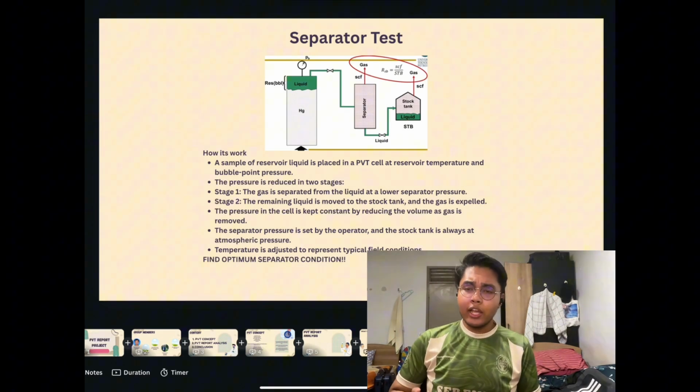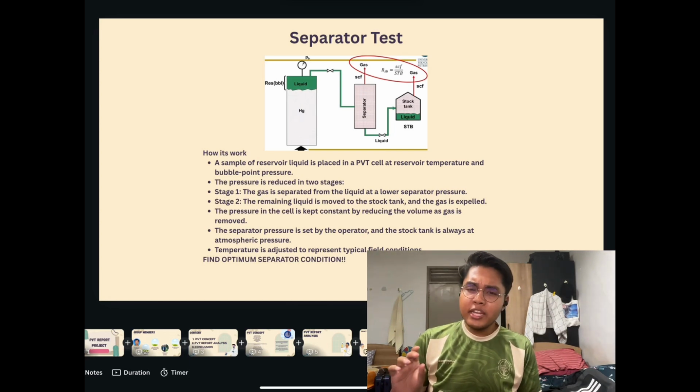So just now I have mentioned the optimal separator condition. Now I want to discuss the optimal separator condition that is crucial for the PVT analysis in further discussion. The optimal separator pressure is the pressure that maximizes stock tank liquid production. It results in the minimum gas oil ratio Rs and the minimum formation volume factor Bo at the bubble point, and the maximum oil gravity API.